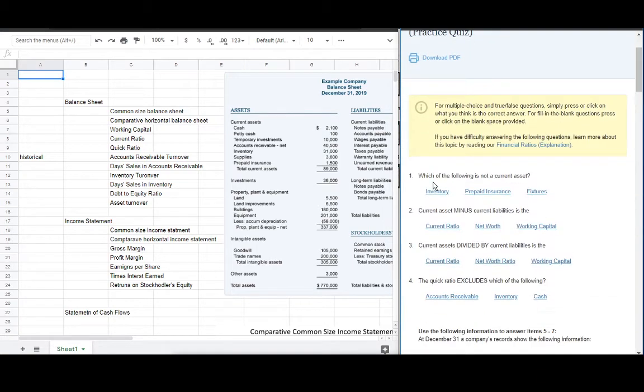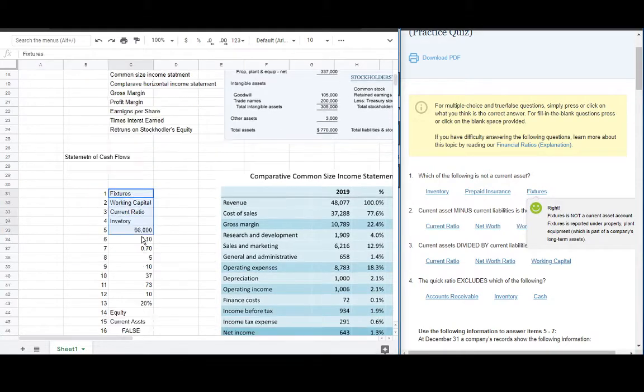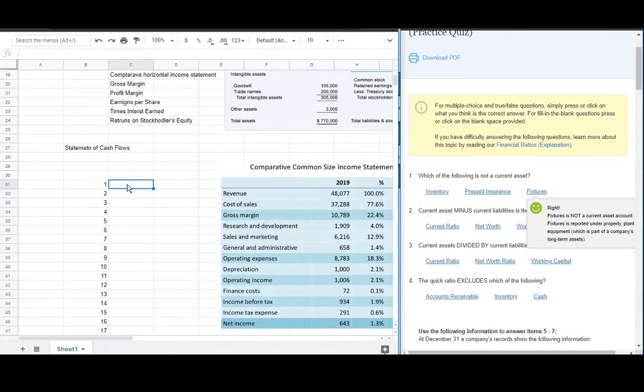So number 1, which of the following is not a current asset? The answer here is fixtures. Let's erase this. Let's start over again. Fixtures. So what are fixtures? They are the chairs, the beds, those are fixtures, and they are equipment. They are long-term assets.